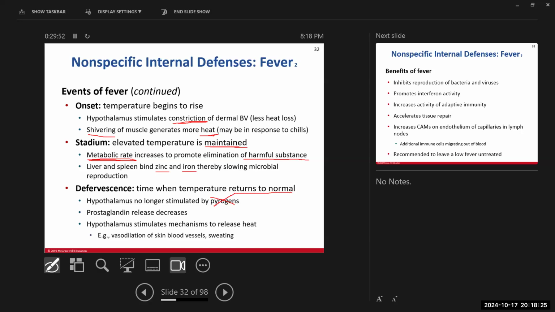So the hypothalamus will not release the prostaglandin E2, and therefore the hypothalamus will start to cause a decrease in temperature. So it's going to want to get rid of all the heat. It's going to stop the shivering. It's going to then cause vasodilation in the cutaneous blood vessels there. So blood flows to the surface of your skin and it gives off the heat there.